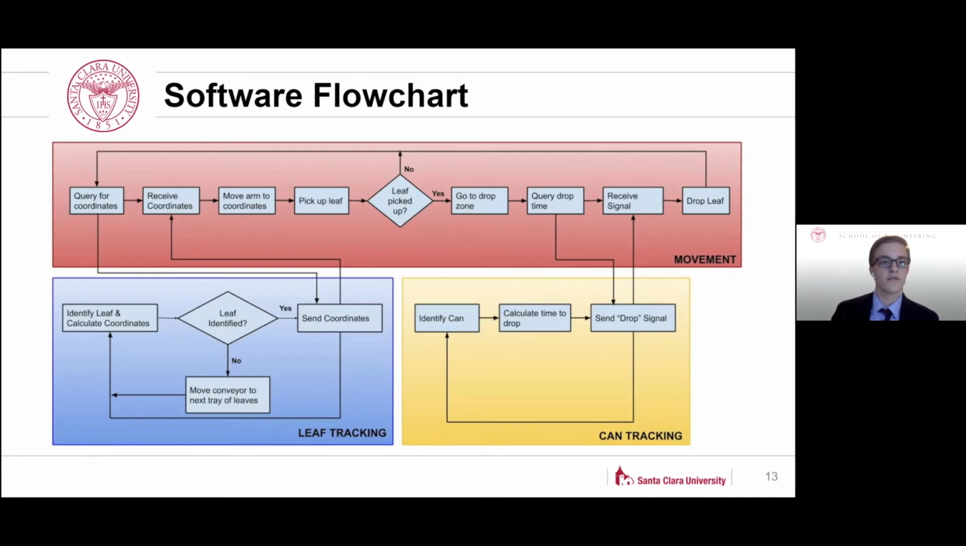Up top, on the Raspberry Pi side, it would query for coordinates when it needed new coordinates. It would receive those, move the arm to those coordinates, pick up the leaf, and then check to make sure the leaf had actually been picked up. If it had, it goes to a predetermined drop zone, where this time it would query for a drop time. So it would send a signal to the Jetson board, and when the Jetson determined that there was indeed a can underneath it, it would send a signal back saying to drop the leaf now. The leaf would be dropped, and the whole process would be started over.